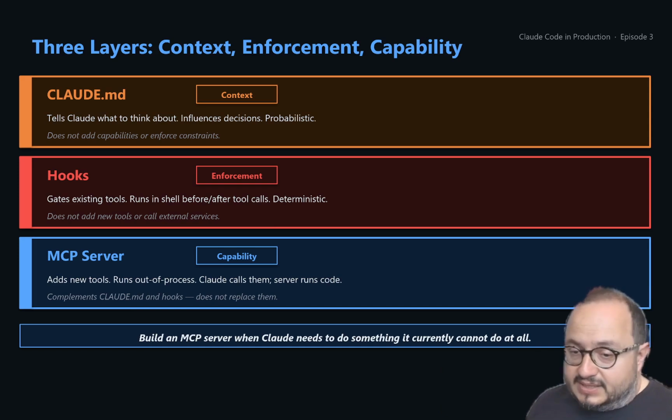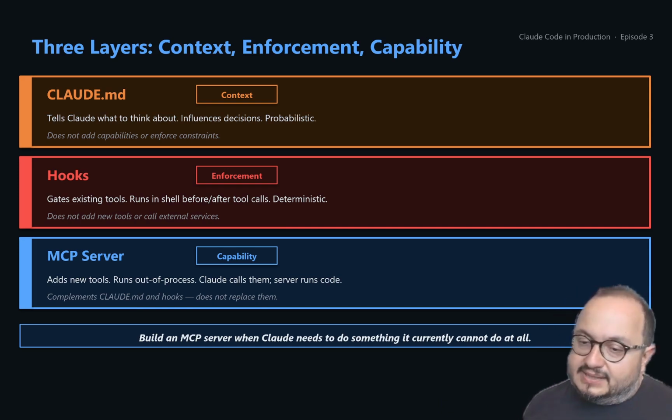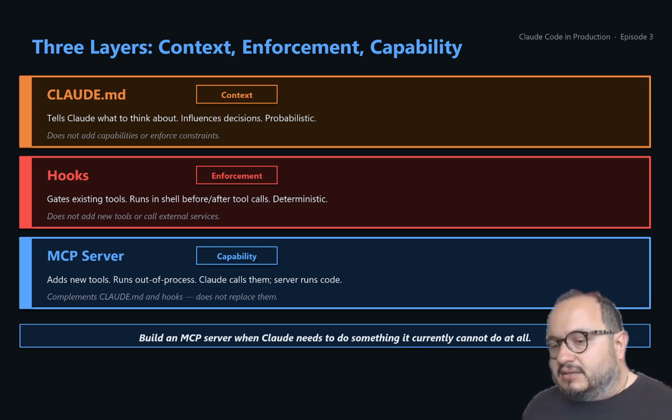An MCP server is capability. It registers new tools into Claude Code. When Claude is working and needs to call one of your tools, it sends a structured request to your server. The server receives the input, runs the code, any code, and returns a result. Claude reads the result and continues.